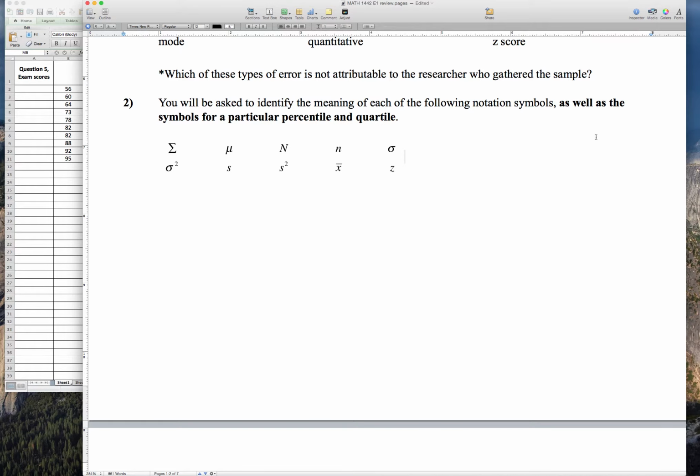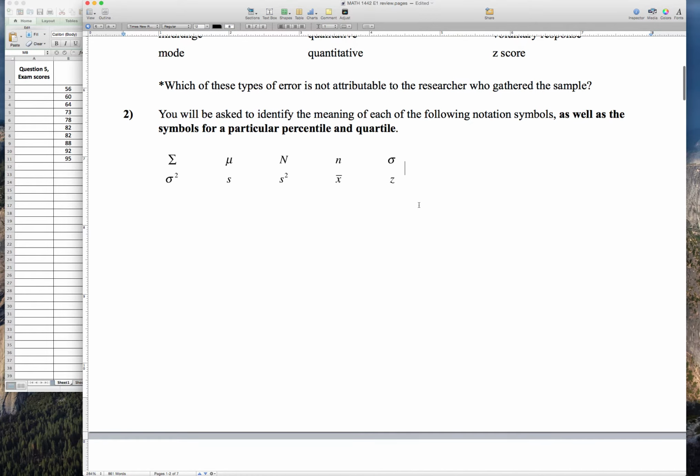In addition to this, I'll have the symbols for percentile and quartile, which we'll see later in this review. And just remember that capital P subscript 47 refers to the 47th percentile. So when you see that on the test, don't just simply write percentile. Identify it as the 47th percentile.